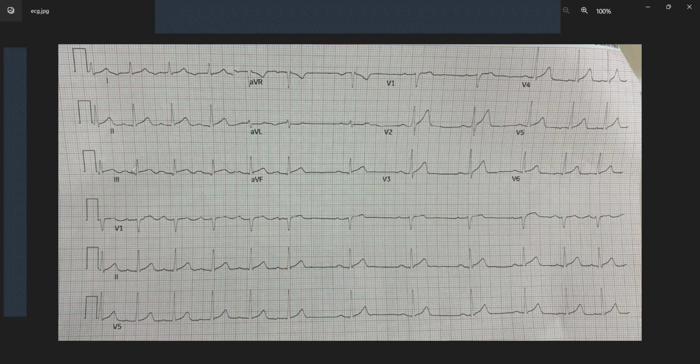So the first thing that we notice is that we've got a very long PR interval. You can actually see it from here. I think it's better noted there. You can see it somewhat here. So we've got a long PR interval that's going on over there. We've got 1, 2, 3, 4, nearly 5 blocks.